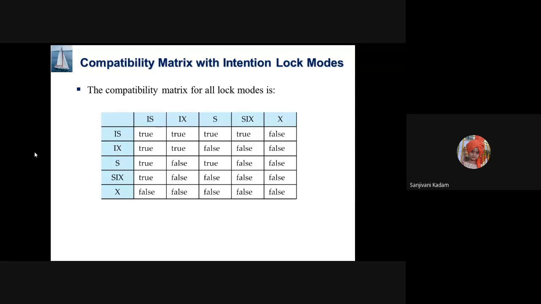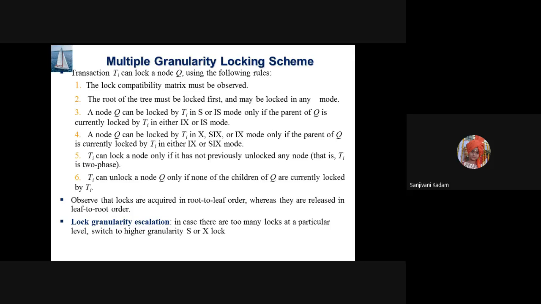Done. Then, how does this multiple granularity locking scheme work? These are the rules which need to be applied in a multiple granularity locking scheme. First one: you might have observed the lock compatibility matrix. Yes, we have done that. Next, the root of the tree must be locked first.